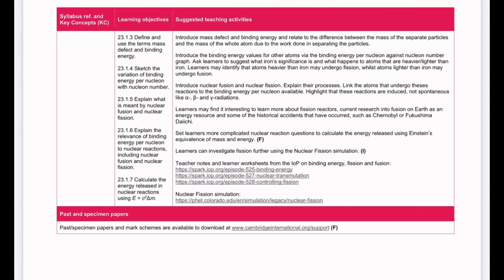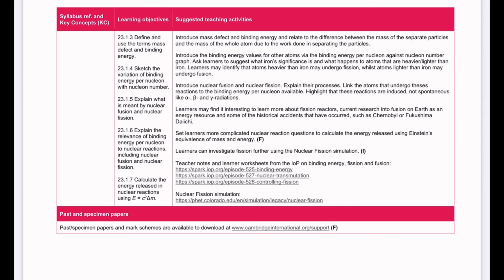23.1.3. Define and use the terms mass defect and binding energy. 23.1.4. Sketch the variation of binding energy per nucleon with nucleon number. 23.1.5. Explain what is meant by nuclear fusion and nuclear fission.